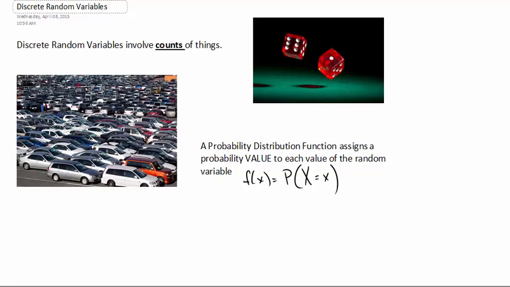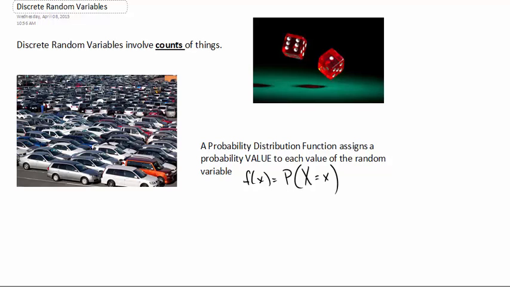Hello, ladies and gentlemen. Today, we're going to look at the beginnings of probability distributions. And we're going to start out by talking about random variables. And we're going to focus our energy right now on random variables of the discrete type. That is, a random variable that can be counted. Discrete random variables involve counts of things.